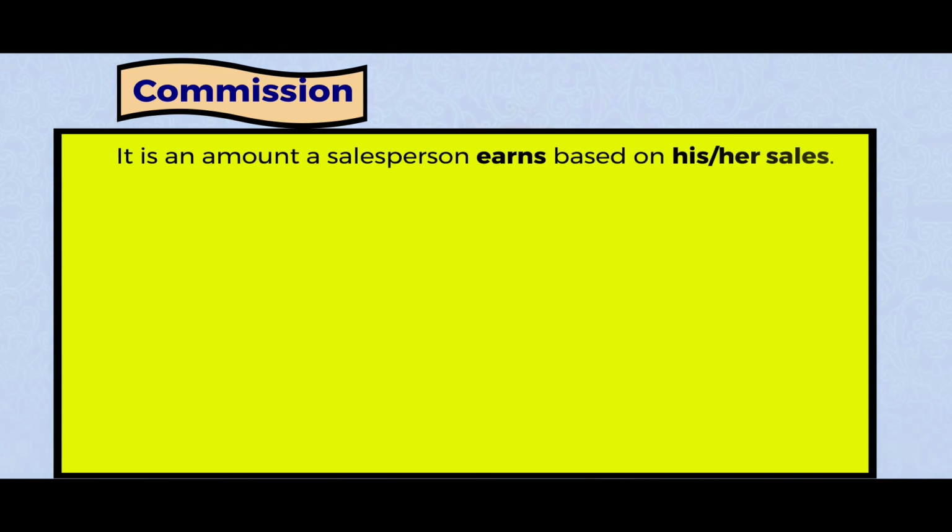Now let's proceed to the next topic, commission. You know, commission is a certain percentage that you are going to get for your work. So that is a commission on your salary plus a certain amount for your work that your employer is going to give you. That is called a commission.